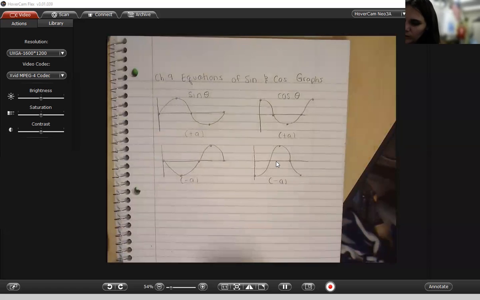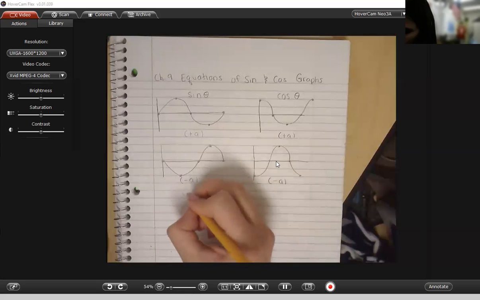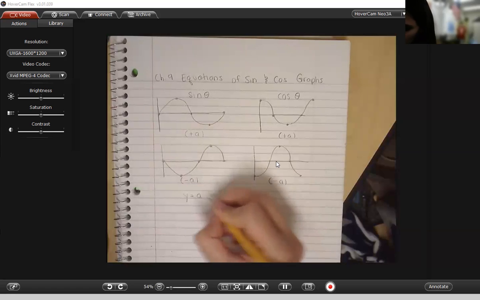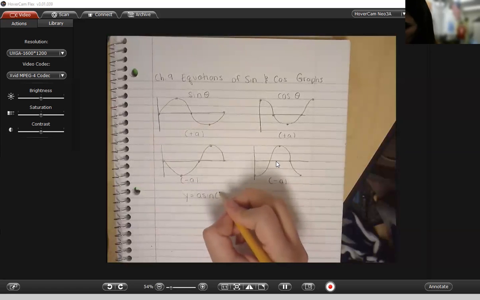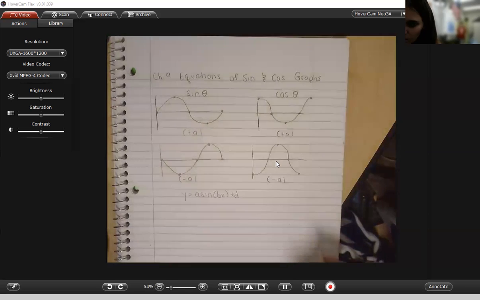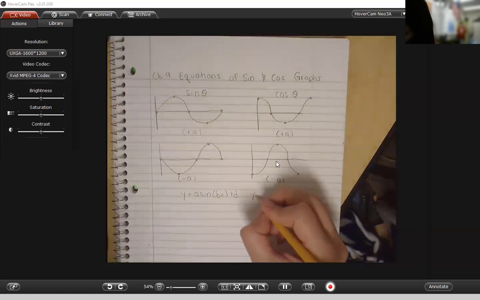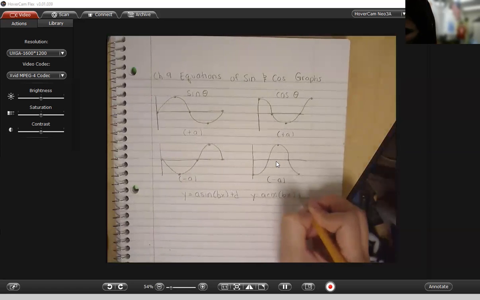And so today we're going to look at, if we are looking at a graph, how do we tell if it is negative or positive? Just a reminder, the parent equations for the graphs are y equals a sine bx plus d. For cosine, it's y equals a times the cosine of b times x plus d.